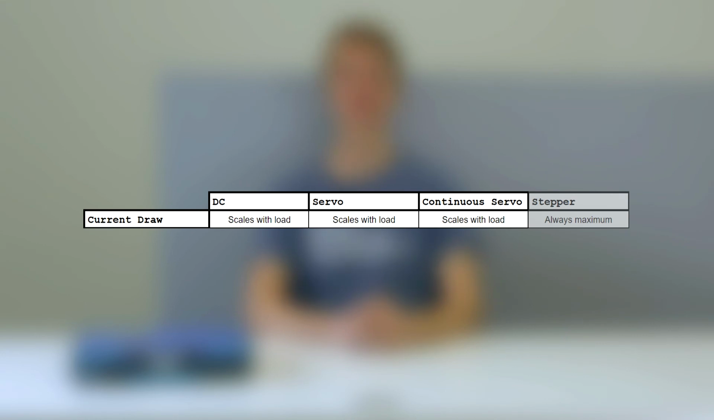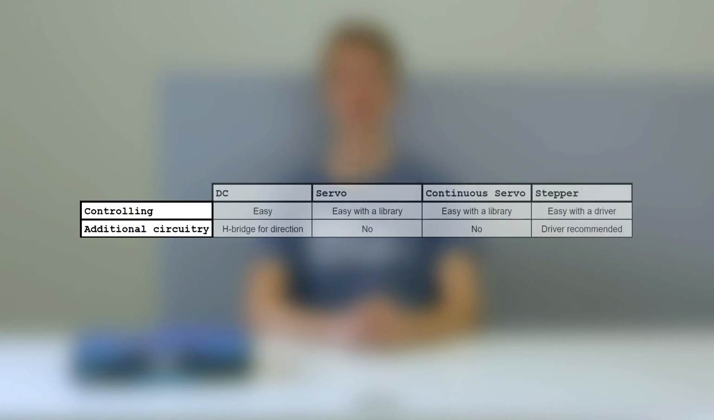Note that the current draw of motors scales in most cases with the amount of load put on them. The stepper motor is an exception, as it draws the maximum current even when staying still.